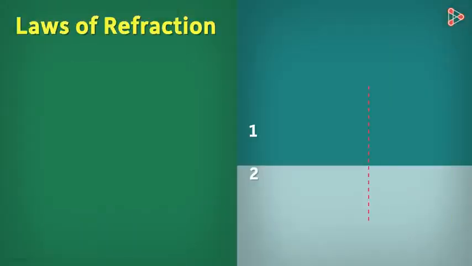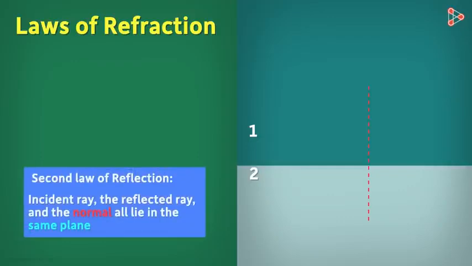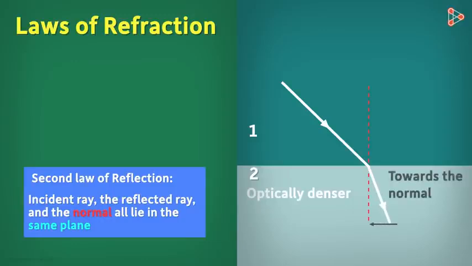There are two laws of refraction. Among them, the first one is the same as the second law of reflection. Consider light traveling from some medium 1 to another medium 2, which is optically denser than medium 1. So its speed in medium 2 decreases and it bends towards the normal.